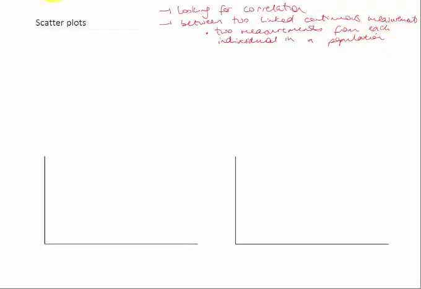So for example, you might want to look at the weight and the length of a load of mice. Okay, so these are both just two different things that we're measuring from all these mice, and we want to see if they're linked or not. Or it could be a true independent and dependent variable.